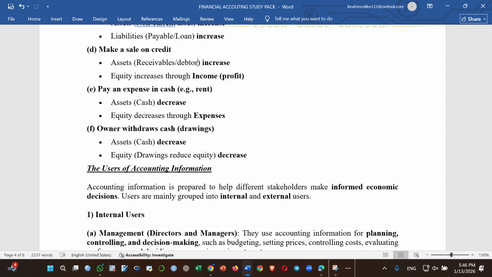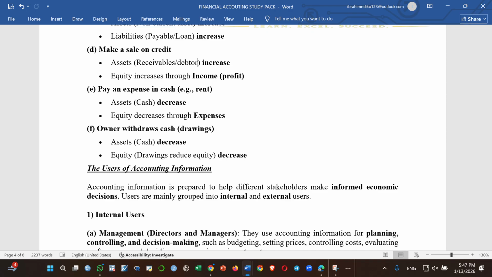We increase our equity. Equity will increase. But why are we saying that our equity increases? Remember, the profit is part of equity. So equity increases through the income or through the profit. We shall do a question concerning that one later.